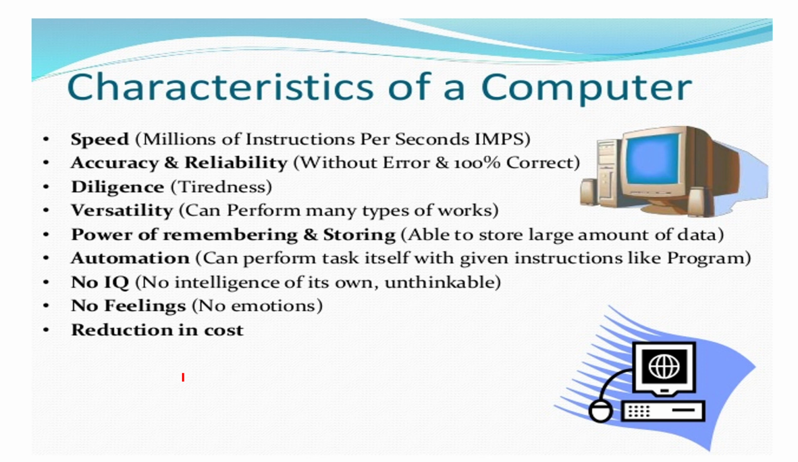And the last one is reduction in cost. Many of the works that we do need cost. Like sometimes we want our work to be done from the outside, and the outside people need money for that. They charge money to us for completing their work, but the computer does not charge any money for doing the task. It does our work very easily and without charging us.